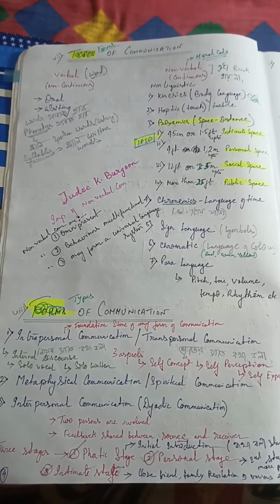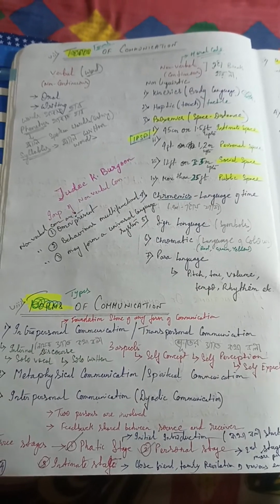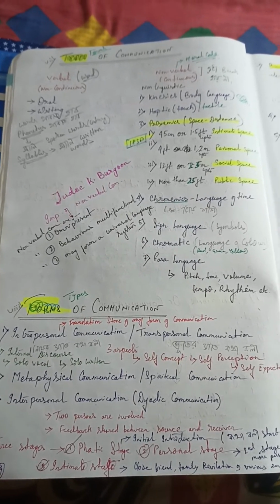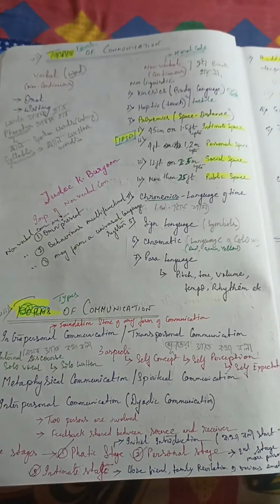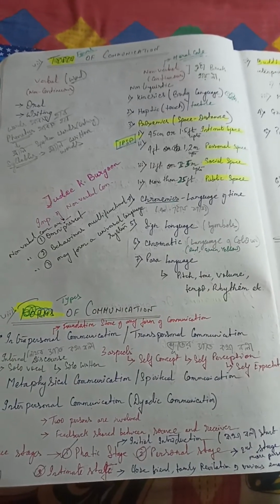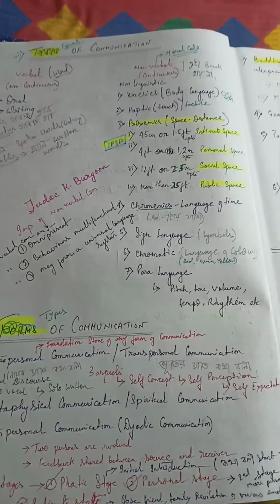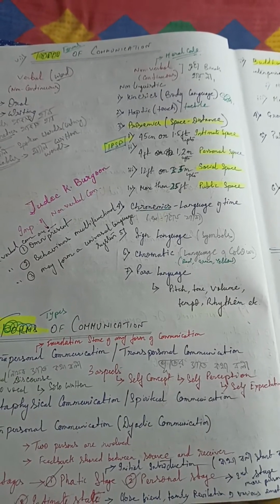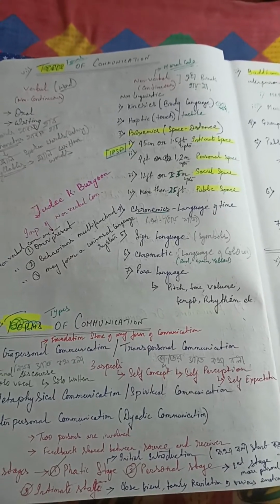Kinesics, that means body language. Haptics, that means touch. Touch is also a communication. Proxemics, that means space distance. IPSP, you remember IPSP: intimate space, personal space, social space, then public space. If we are talking within 45 centimeters, or 1.5 foot distance, then it is intimate space.